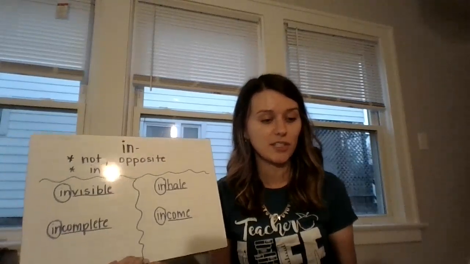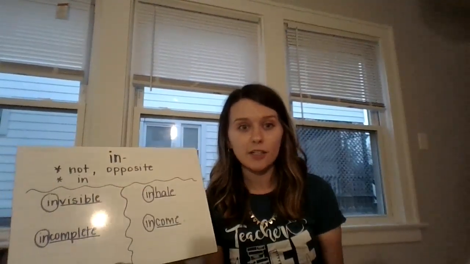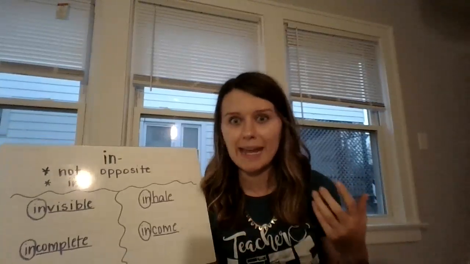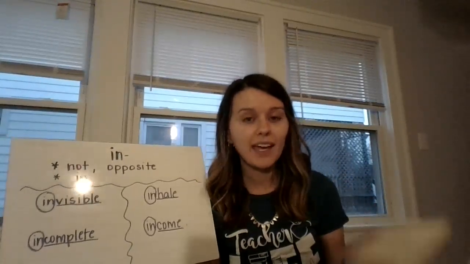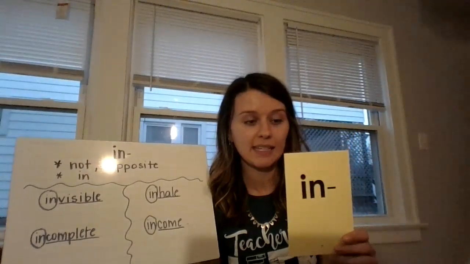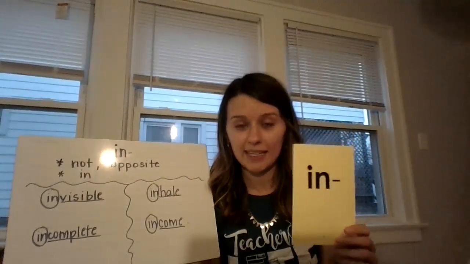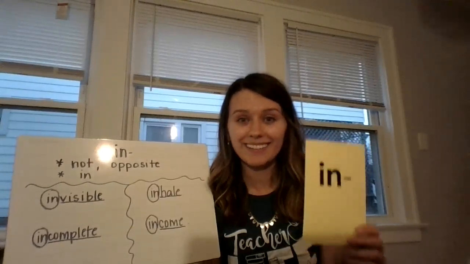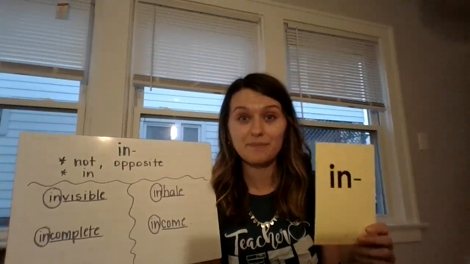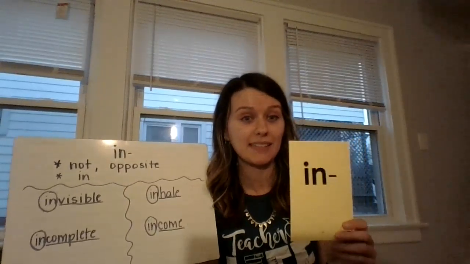So what I want you to do is either write or trace with carpet, a blanket, sand, anything you have at home, the meaning of your prefix in 3 times. So in, not, opposite, in. In, not, opposite, in. In, not, opposite, in.